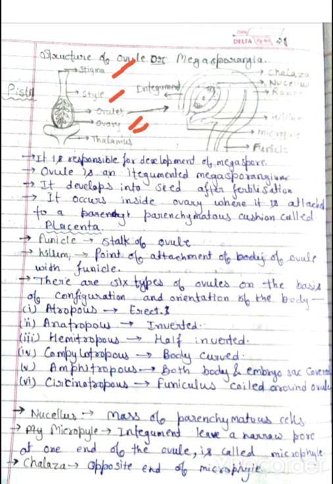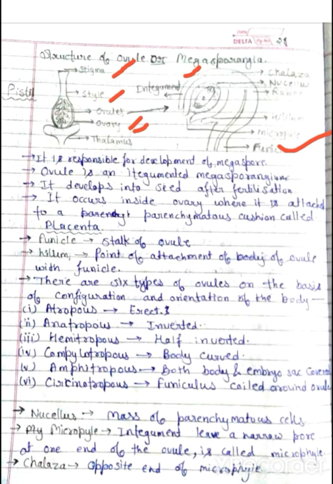Now I'm going to tell you the function and other important points about the ovule. So what is the function of ovule? It is responsible for development of megaspores, and I will show you how it helps in maturation of megaspores. And ovule is an integumented megasporangium. Integument means, here you can see the integument of this structure of ovule, and here you can see the integument, so we can say that ovule is an integumented megasporangium because its structure is covered with integuments.